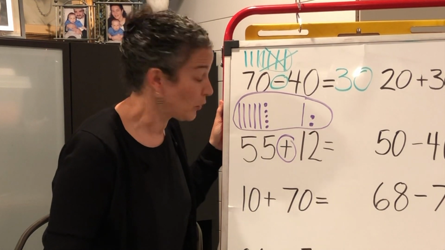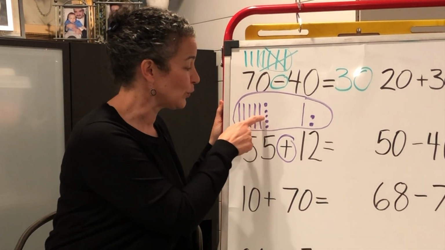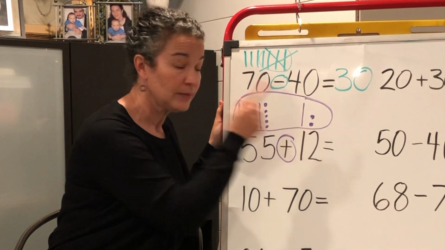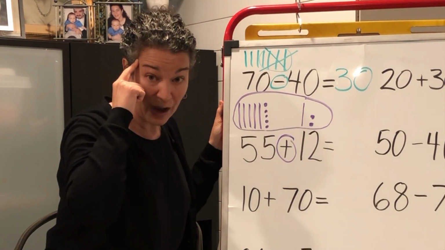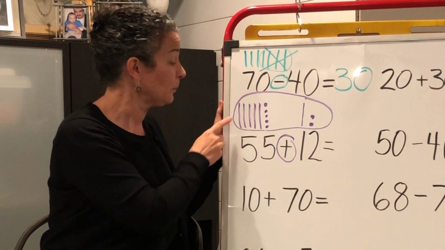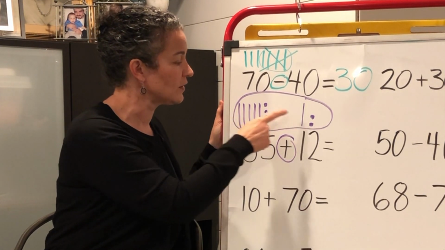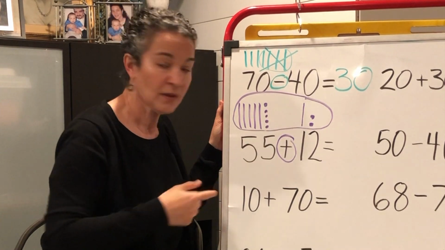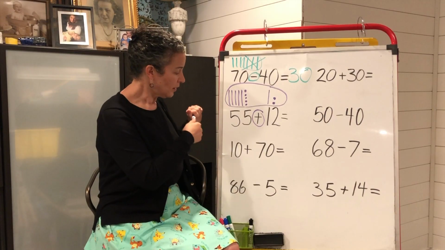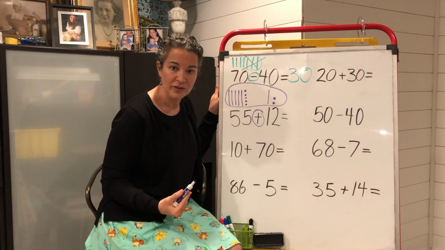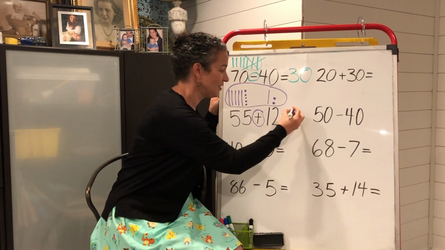Let's check it. Let's do it one more time. Ready? 1, 2, 3, 4, 5, 6, 7. Now you got to hold that 7 in your brain. We're going to count on by tens. Ready? So we're starting with 7. Here we go. 17, 27, 37, 47, 57, 67. So my friends, what is the sum of 55 plus 12? Yes, it is 67.